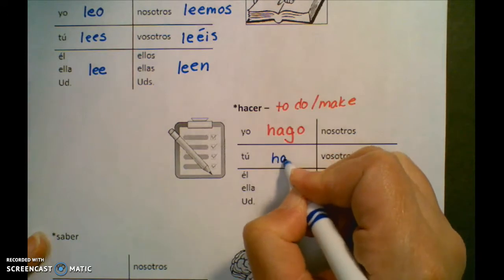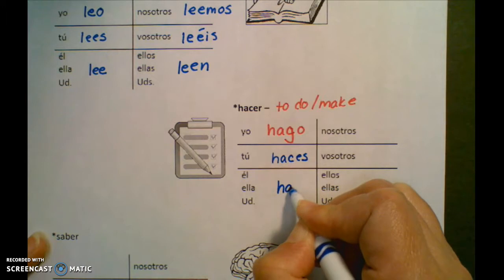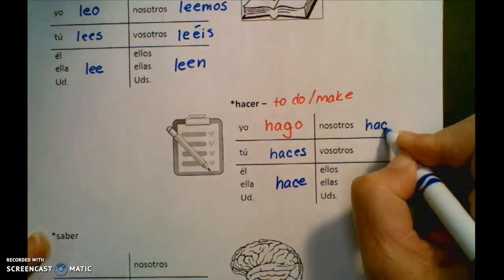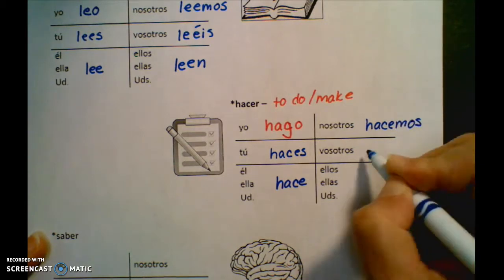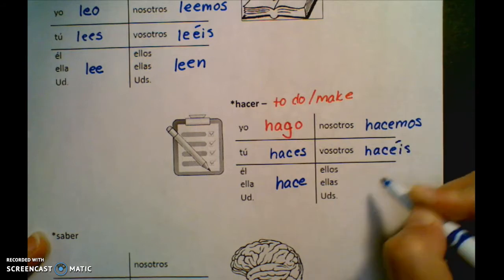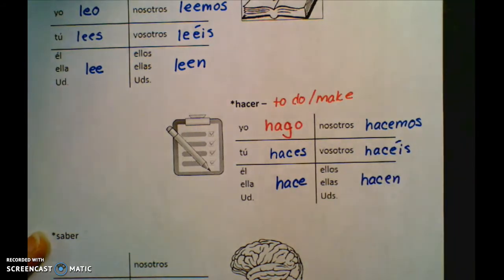So, keep the stem, hac, add the ending, es. Él, ella, usted, hace. Nosotros, hacemos. Vosotros, hacéis. Ellos, ellas, ustedes, hacen. Okay? Hacer, to do or make. There's your checklist, everything you do.